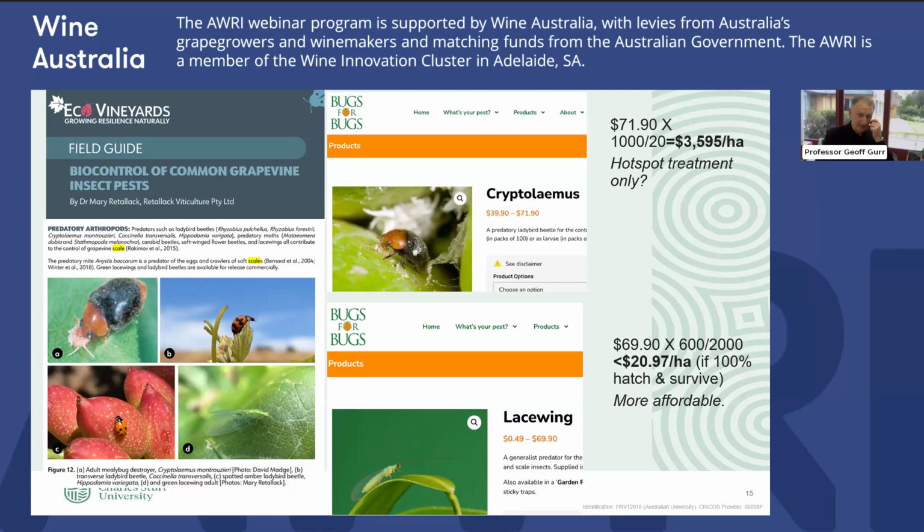But the reality is that probably survival of these eggs would be perhaps 10% at best. So the cost would be at least $200 per hectare. So whilst more affordable, it may be an approach that is, again, best suited for hotspot treatment of scale infestation rather than trying to treat a whole vineyard.